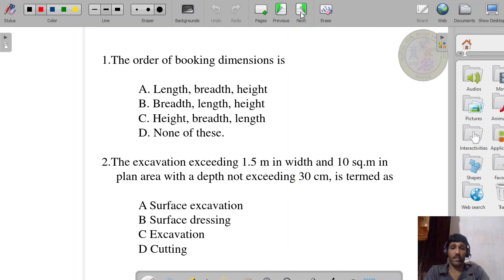Next, second question. Excavation exceeding 1.5 meter in width and 10 meter square in plan area, with a depth not exceeding 30 centimeter, is termed as what: surface excavation, surface dressing, excavation, or cutting? It is called surface excavation. Option A is the correct answer.